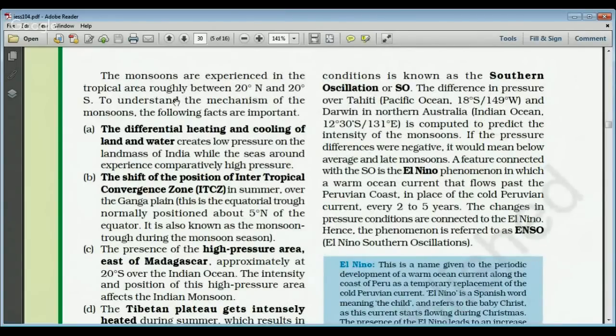This difference in the pressure over Tahiti in the Pacific Ocean and Darwin in northern Australia, that is the Indian Ocean, is computed to predict the intensity of the monsoon. If the pressure difference is negative, it means that below average and late monsoons will be observed in India. The feature connected with the Southern Oscillation is known as El Nino. El Nino means a warm ocean current will flow towards the Peruvian coast.